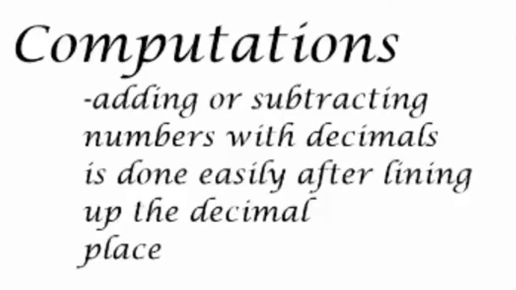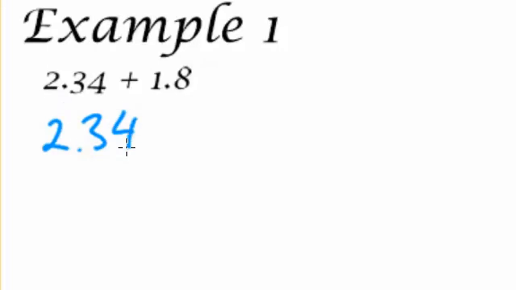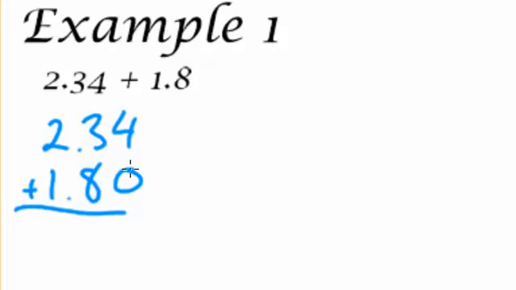Adding or subtracting numbers with decimals is done easily after lining up the decimal place. With this in mind, we follow much of our same addition and subtraction properties. Looking at our first example, we imagine 2.34 plus 1.8. I can write the 2.34 and underneath it I write the 1.8, and I will simply add vertically.